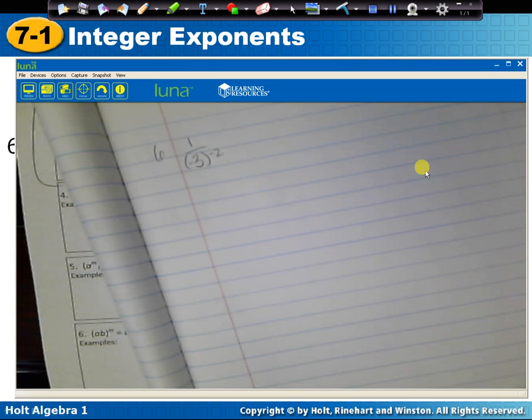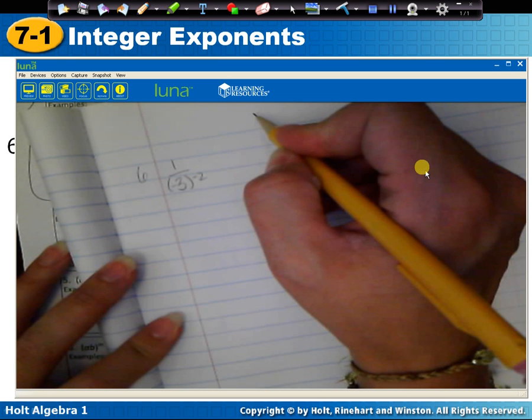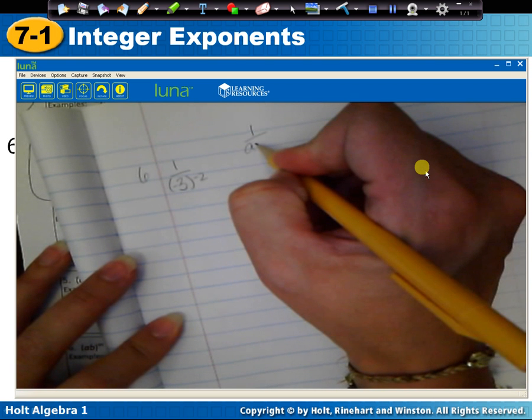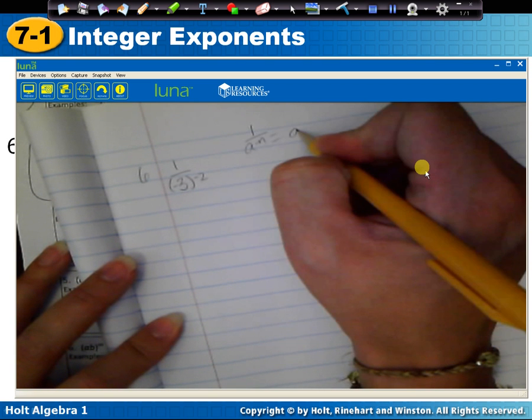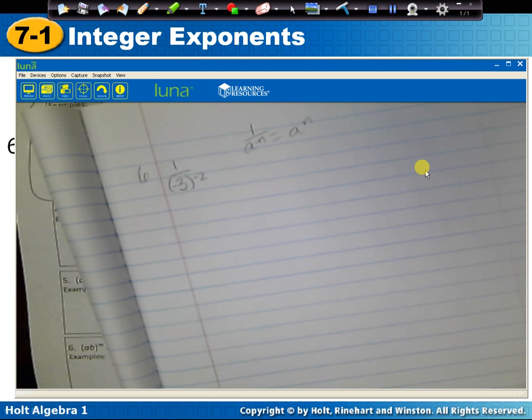All right, take a look at number 6. I've written mine on 2 lines. You don't have to write yours on 2 lines, but I just wanted to make sure that it was big enough for you to see it. So if you need to write it on 2 lines, that's fine, but if you don't, then don't feel like you're required to. We're looking at property number 3 here, so 1 over a to the negative n equals a to the positive n. I want you to try to do this one on your own real quick. See if you can figure it out. If you can't, then go ahead and play the video on and see what the correct answer is.